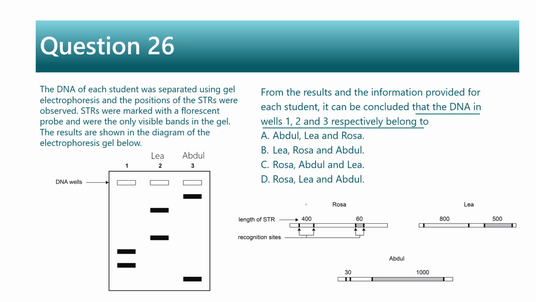Rosa has smaller fragments, 400 BP and 60 BP, meaning her bands will travel further down the gel, matching well 1. Therefore, reading from wells 1, 2, and 3 respectively, the correct sequence is Rosa, Li, and Abdul. The correct answer is D.